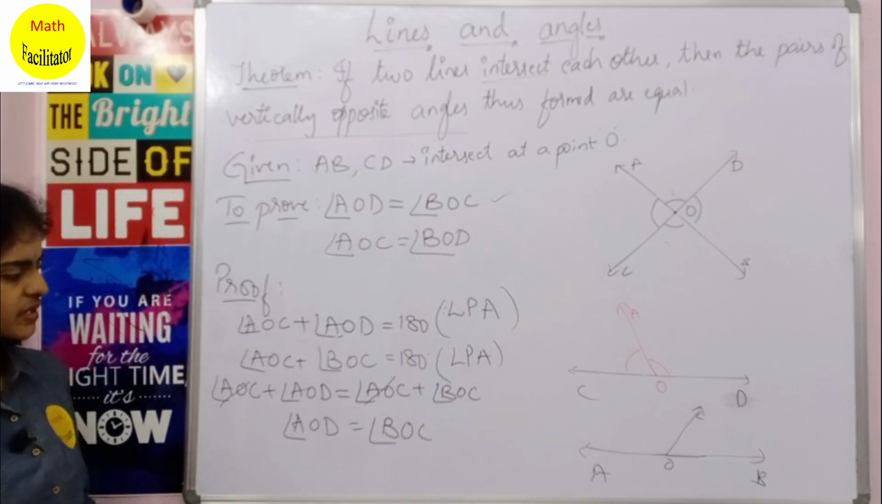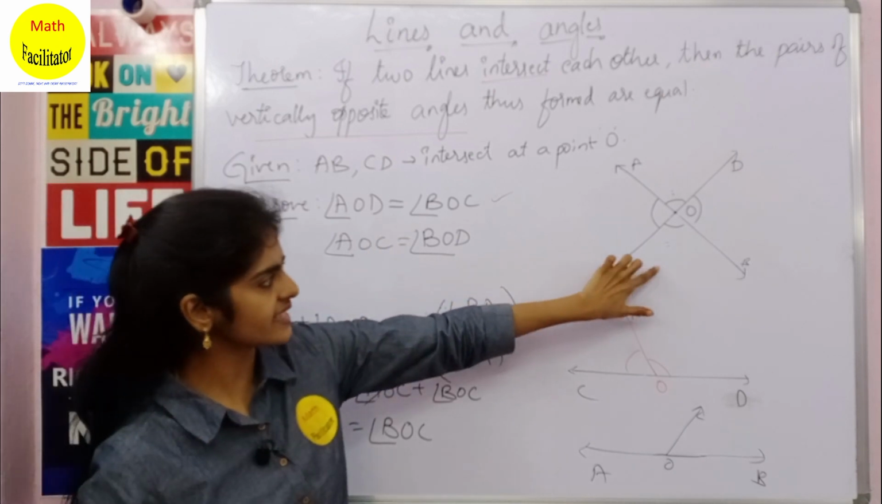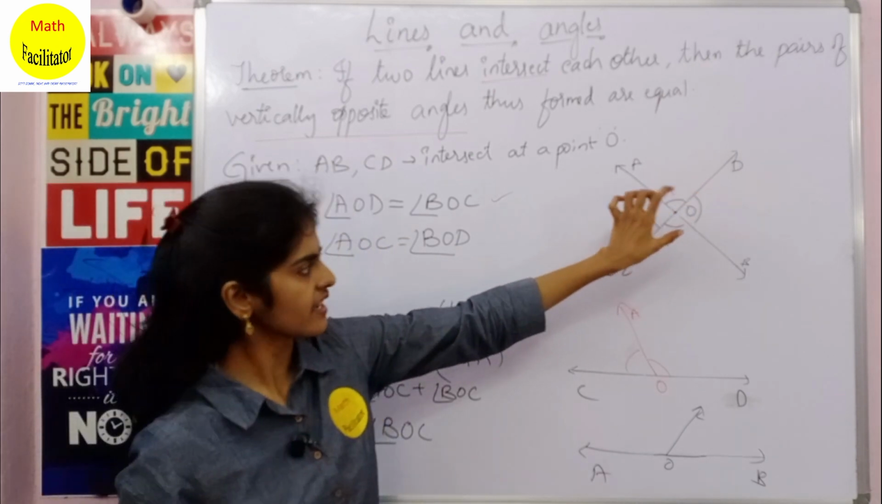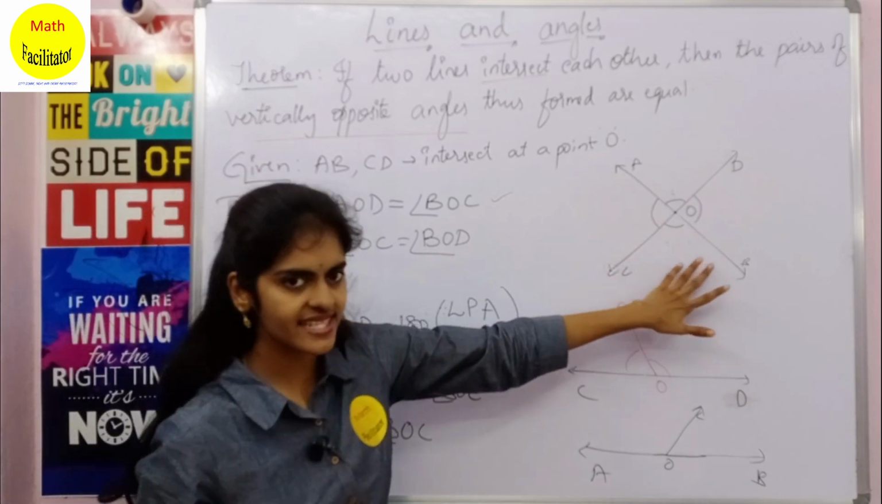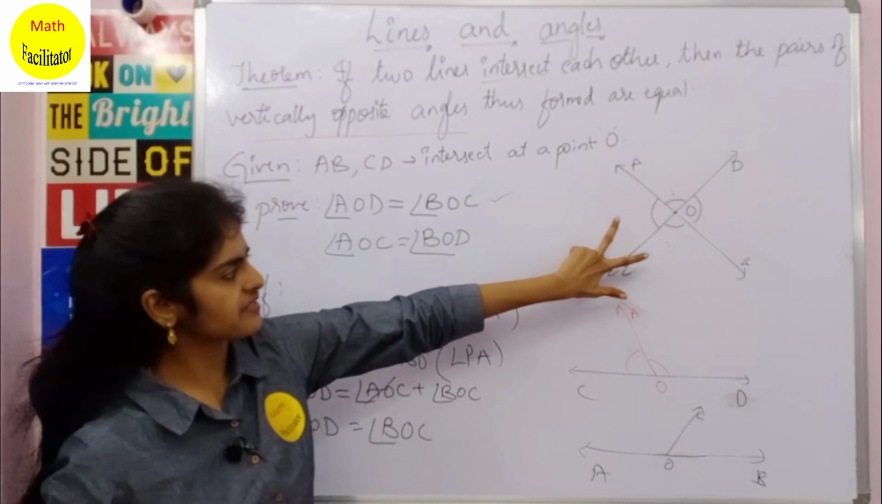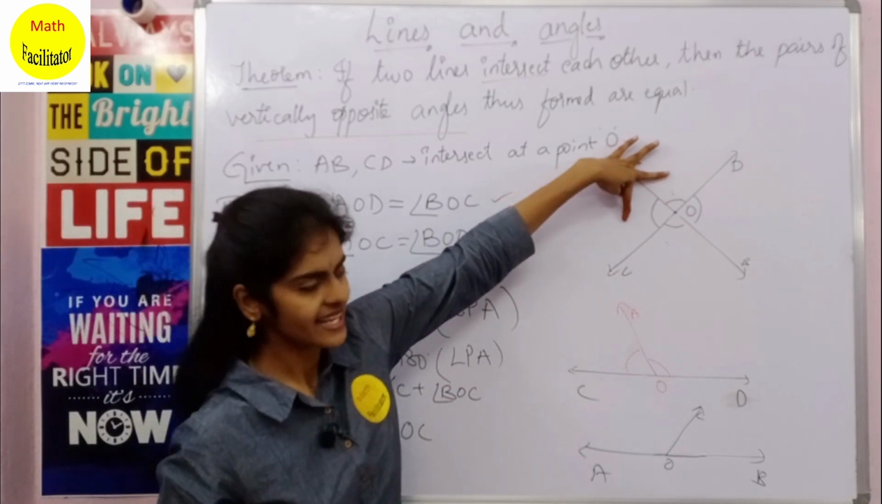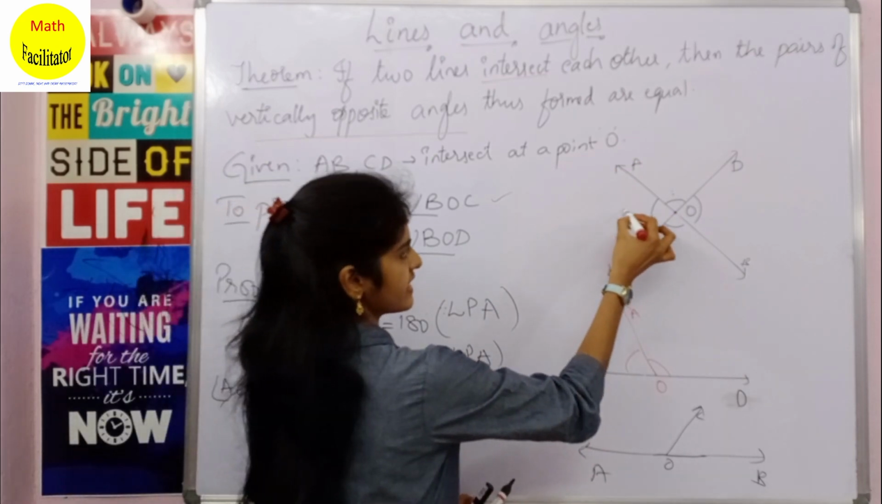Clear? So similarly you can also prove the next one. How? Here you have considered this CD as a line, OA as a ray. Next you have considered AB as a line and OC as a ray. So nothing but what did I do here? I have taken these two angles first, then I have taken these two angles. Let me write it here. So I have taken these two angles first.